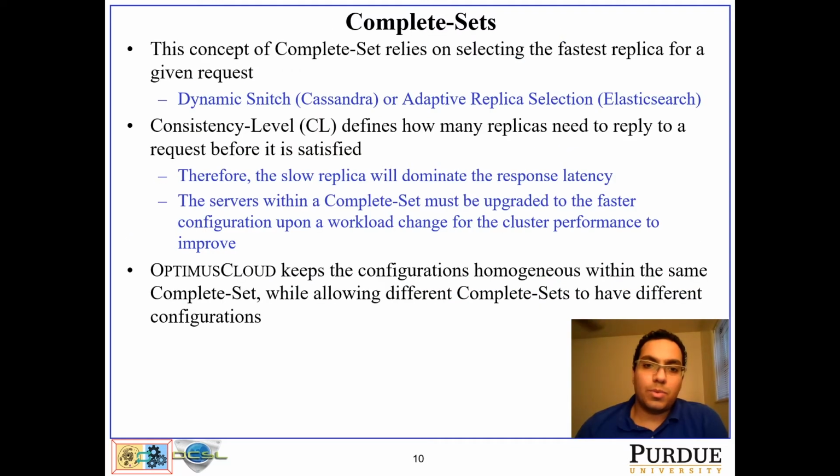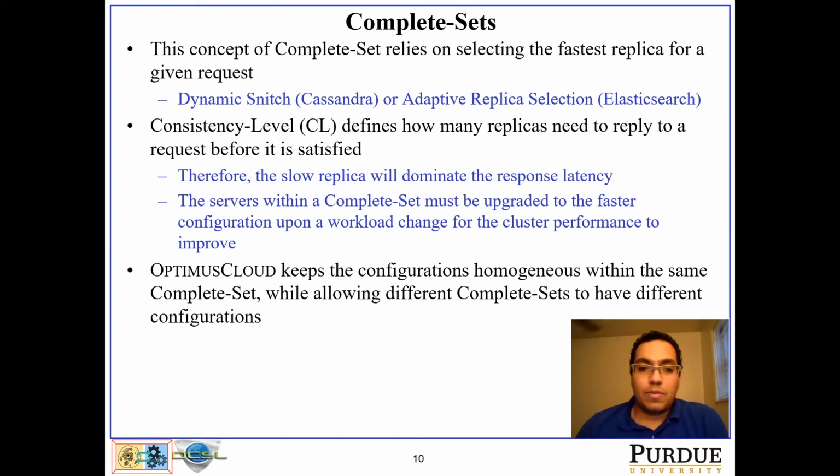This concept of complete sets relies on selecting the fastest replica for a given request, which is implemented in many key value stores. For example, this is achieved through the dynamic snitch of Cassandra or the adaptive replica selection in Elasticsearch. And using the concept of a consistency level, we can define how many replicas need to reply to a request before it is satisfied and returned to the user. Therefore, the latency of the request is dominated by the slowest replica.